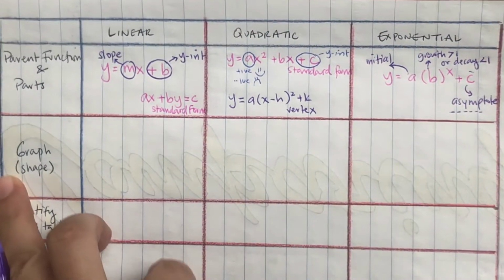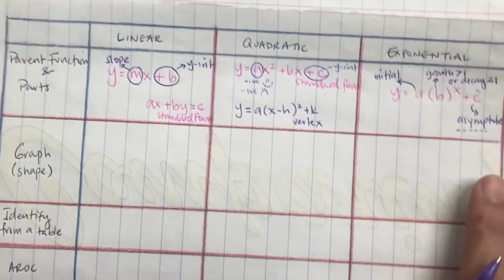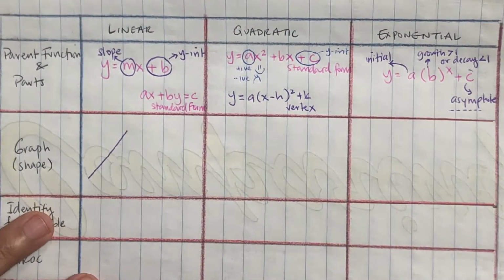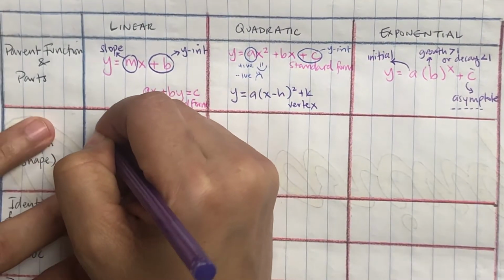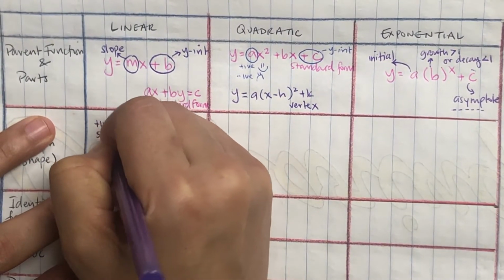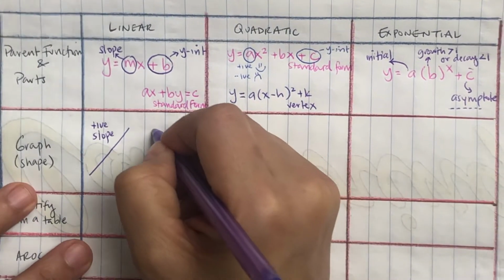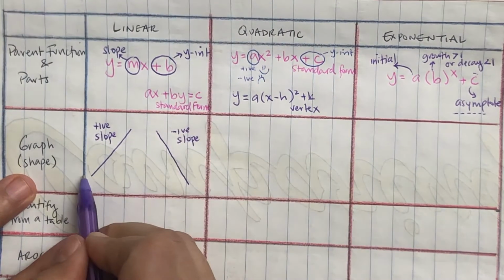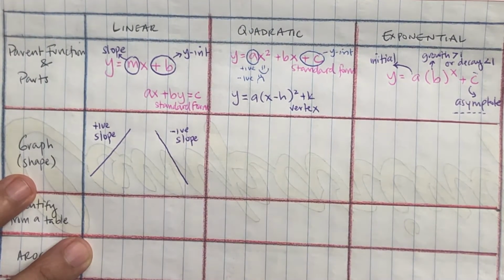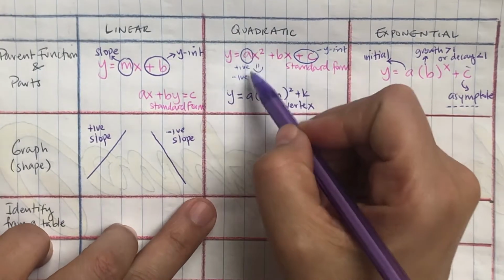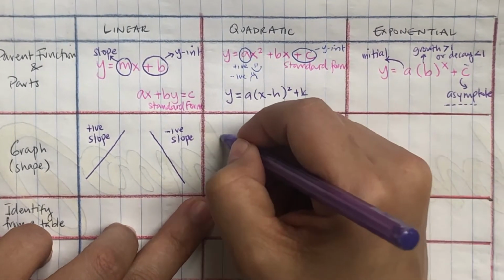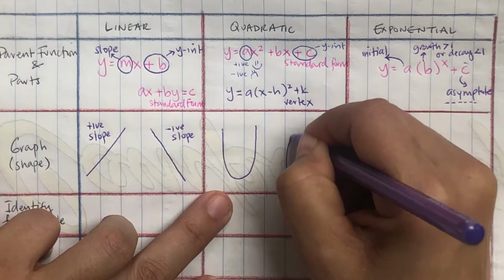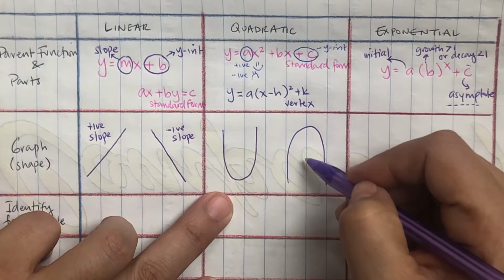All right, so taking a look at the graph of all three. A linear is simply a straight line, and it either goes up, which means it has a positive slope, or it goes down, which means it has a negative slope. And you read that from left to right. Okay. A quadratic is either a smiley face or a sad face. So smiley face if a is positive, or sad face if a is negative.